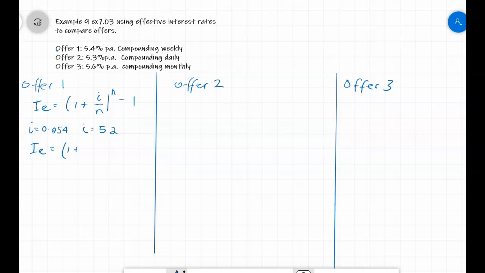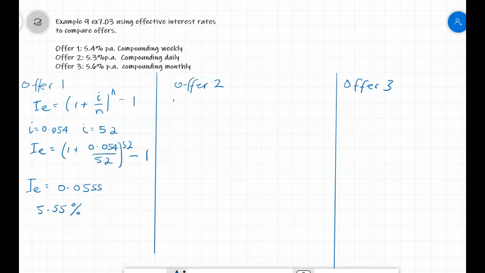So let's put the formula in first and then the calculator. 1 plus 0.054 over 52, to the power of 52, and then remember to come out of the brackets and the power and subtract 1. If you put that into your calculator, you'll get an effective interest rate of 0.0555, which is 5.55%. Pretty good, a little bit more than 5.4.